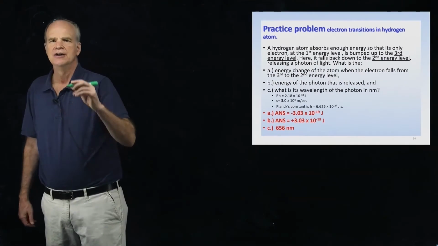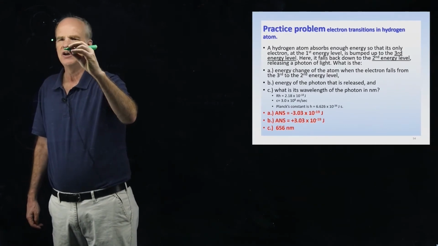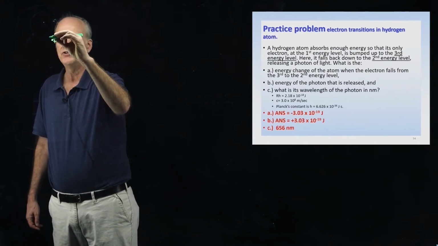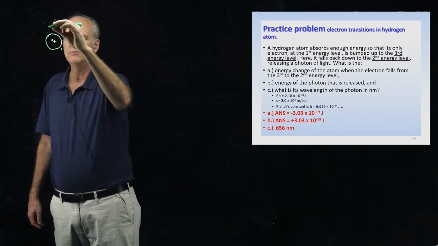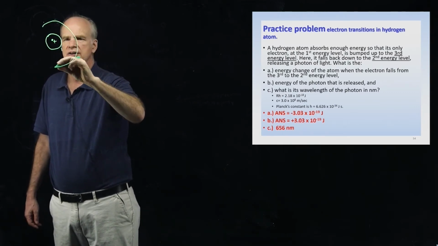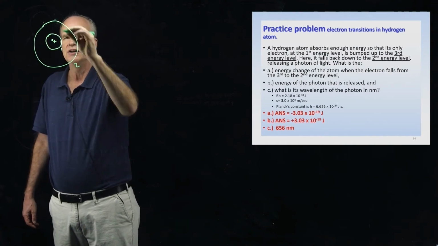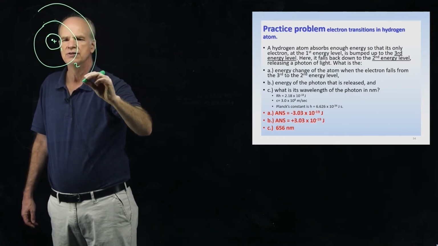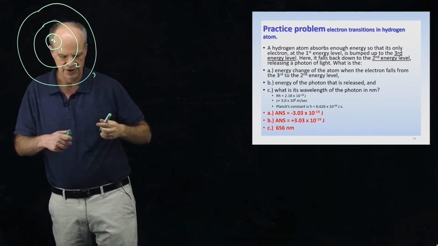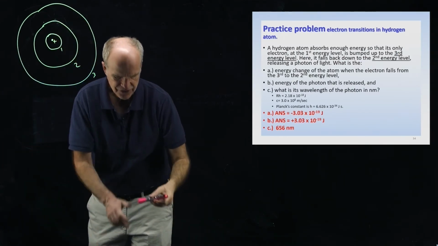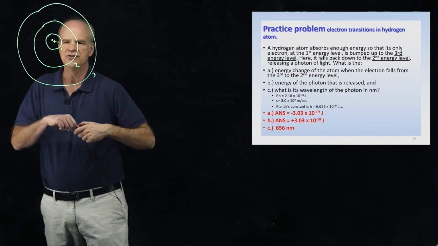Here, I'm going to quickly draw the hydrogen atom again. Here we have the nucleus, and here is the first orbit, or first energy level, of the hydrogen atom. Here is the second energy level, and here is the third energy level, which is the third orbit, if you want to think of it that way. Let's use a different color pen for an electron. So what is going on here?